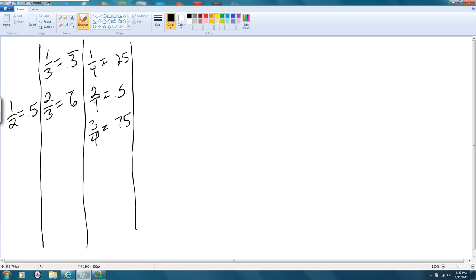And then we're going to do fifths. Fifths are really easy. Just remember 2, 4, 6, 8. 1/5 is equal to 0.2. 2/5 is equal to 0.4. 3/5 is equal to 0.6. 4/5 is equal to 0.8.